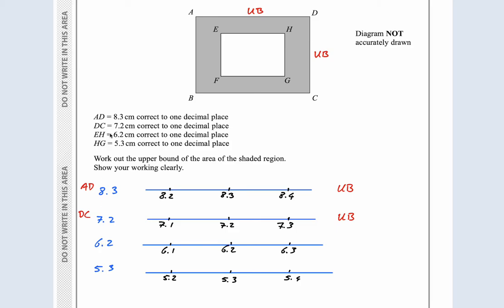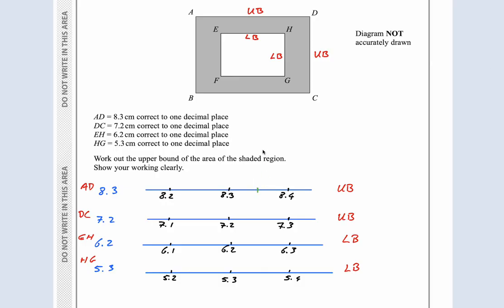6.2, that's my EH. So this is actually a lower bound I want for this one. And similarly, HG will be a lower bound. So this is EH and HG, and these two are lower bounds. Okay, now let's just find the upper bounds and the lower bounds.